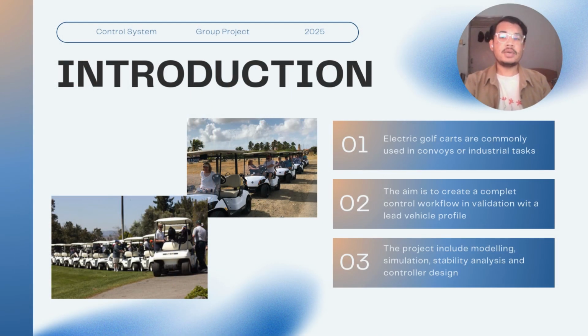As mentioned earlier, our group worked on the development of an adaptive cruise control system for an electric unmanned ground vehicle, which is electric golf cart. These vehicles are commonly used in convoys or in industrial tasks where automatic distance keeping is important for safety and efficiency. The aim of this project is to create a complete control workflow starting from modeling and simulation, followed by stability analysis, controller design and validation with a lead vehicle profile.